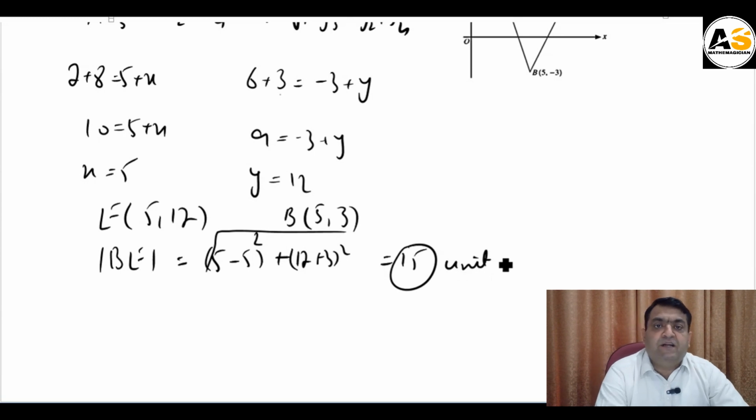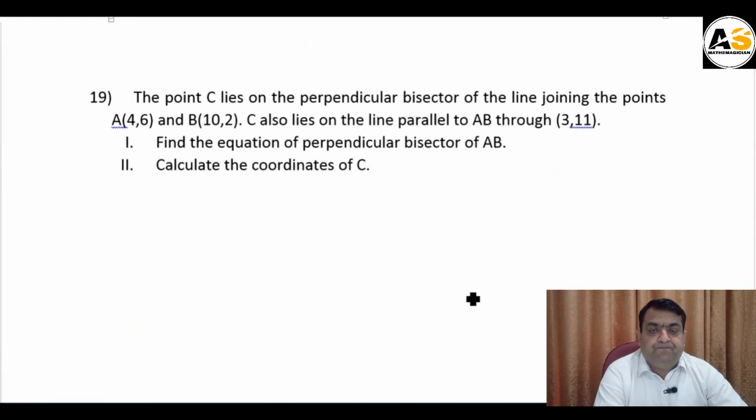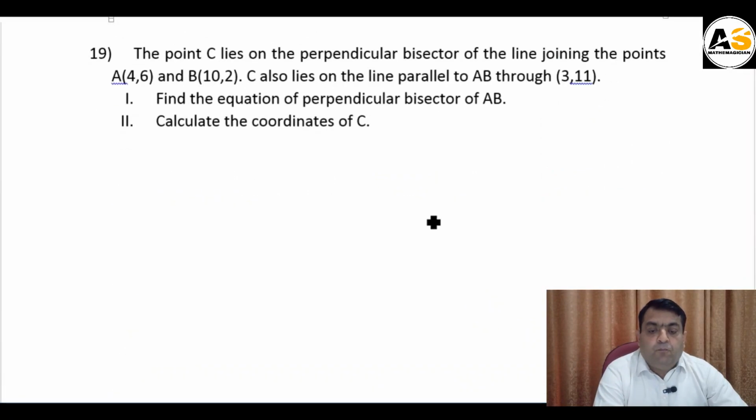So this was question number 1. Let us see question number 2. Point C lies on the perpendicular bisector of line joining A and B. C also lies on the line parallel to AB through (3, 11). Find the equation of perpendicular bisector of AB and calculate the value of C.